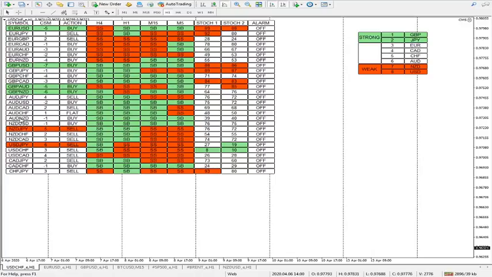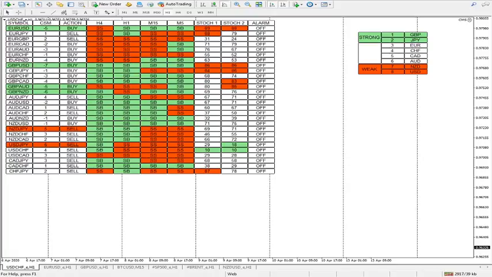Then AUD/NZD, we have a very good uptrend. Then NZD/USD, a very good uptrend. Then CAD/CHF, a very good uptrend. So the uptrends which I've mentioned are based on the moving averages. If you're looking at the moving averages, then you should be able to see that those are actually downtrends.